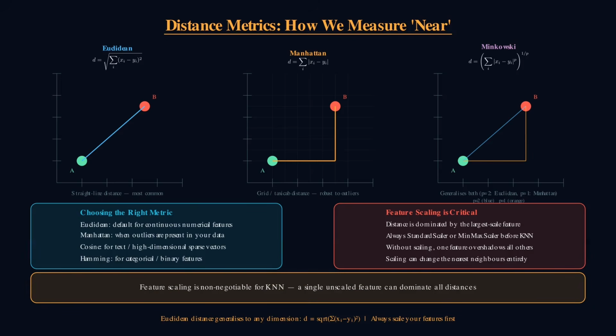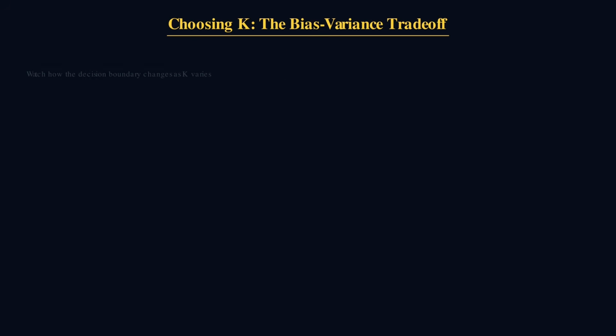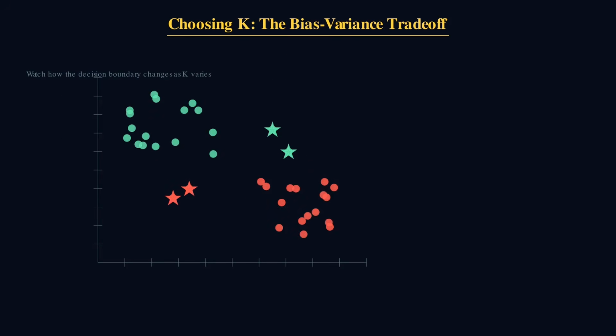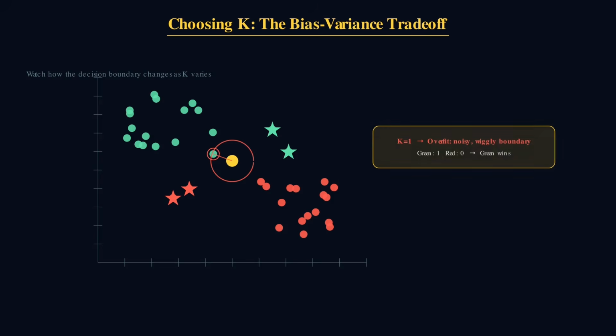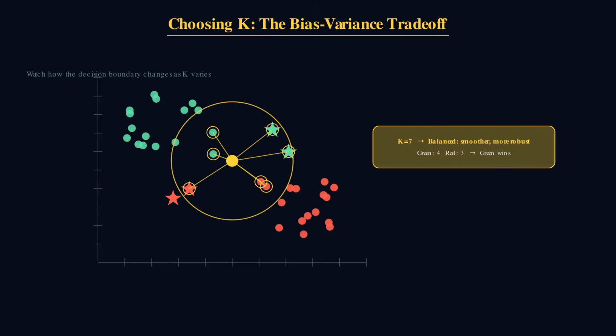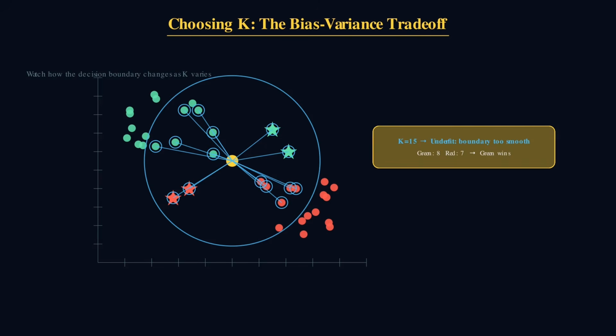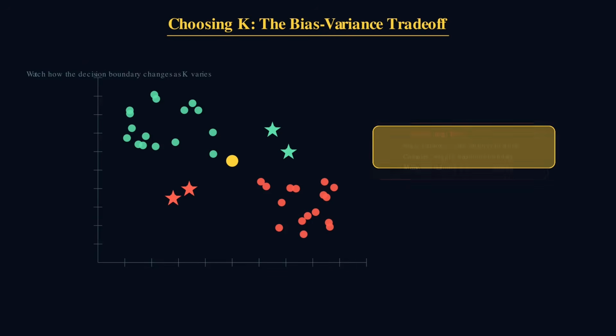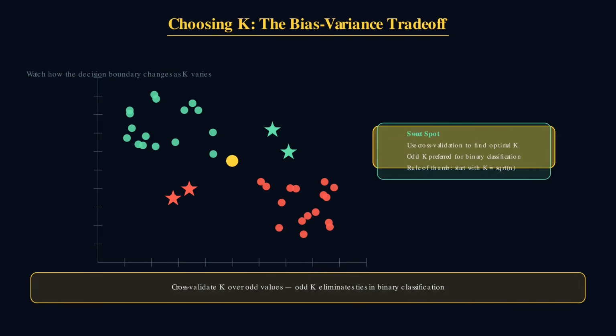Now, how do we define distance? The most common choice is Euclidean distance, the straight line distance between 2 points. Manhattan distance takes the grid path, horizontal then vertical. Minkowski distance generalizes both. Which one you pick matters, but there is a rule that matters even more. Always scale your features first. A single unscaled feature can completely override all others, giving you meaningless distances and wrong predictions.